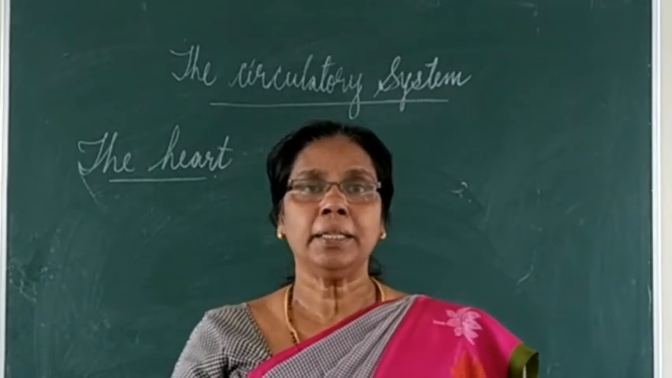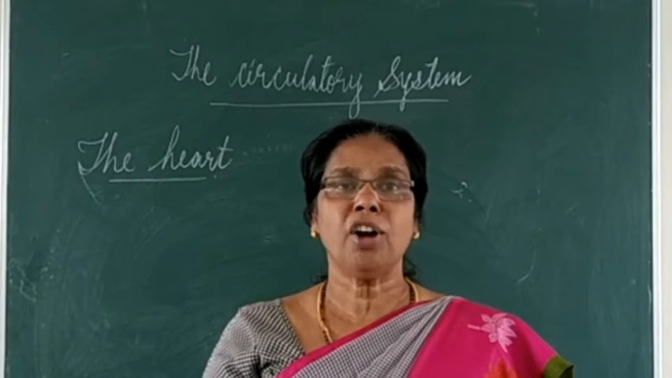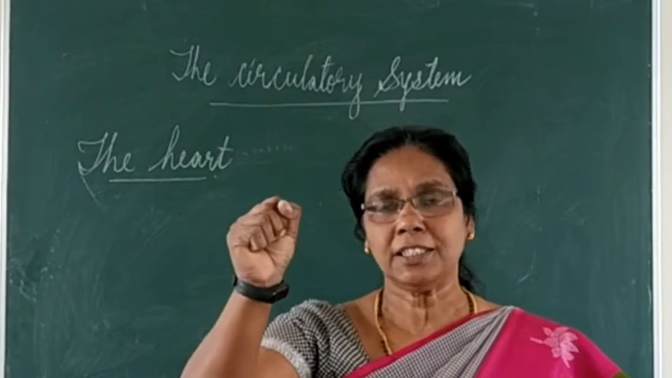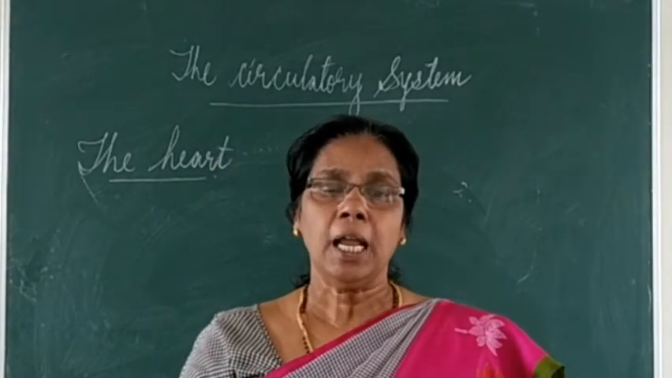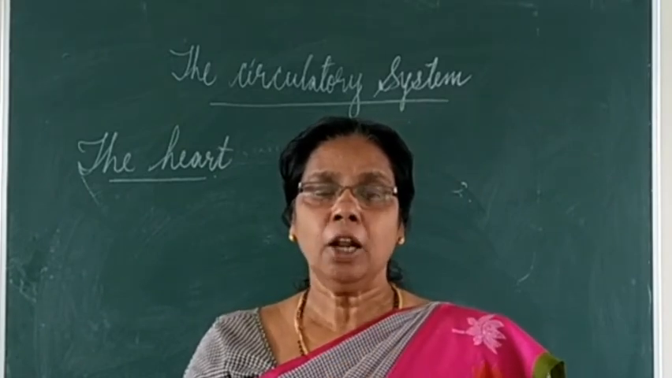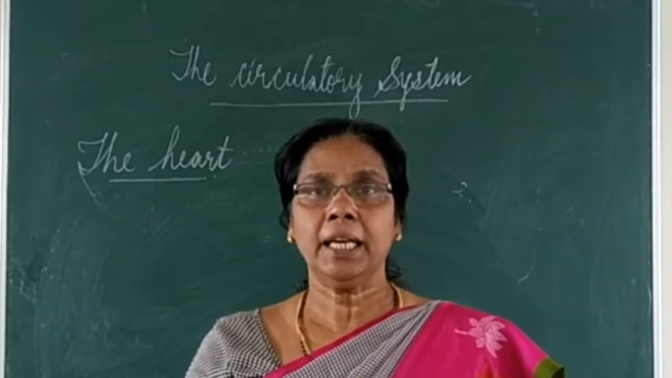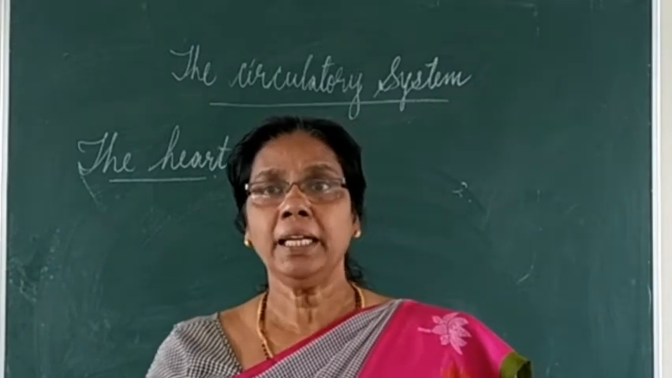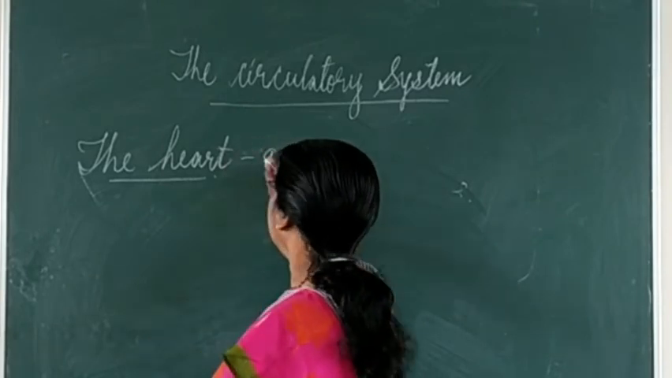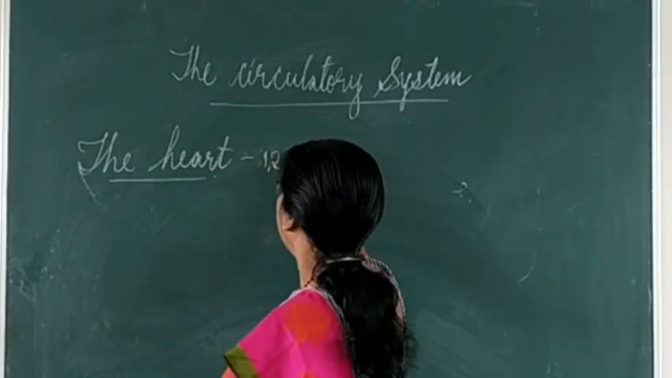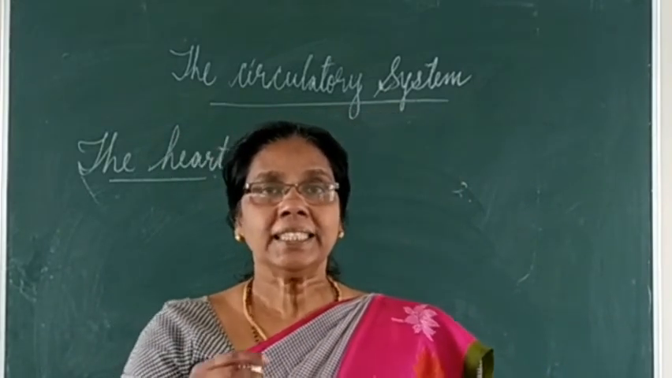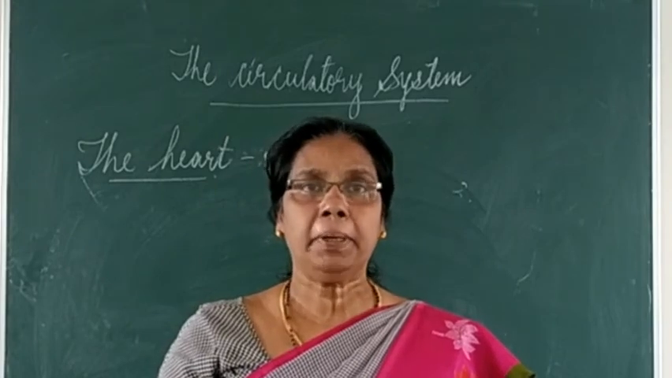The heart in an adult human being is the size of our closed fist. That is, the size of your fist is the size of your heart. And what about its length? It is 12 centimeter in length and 9 centimeter in width. Okay, and it is covered by a double membrane.